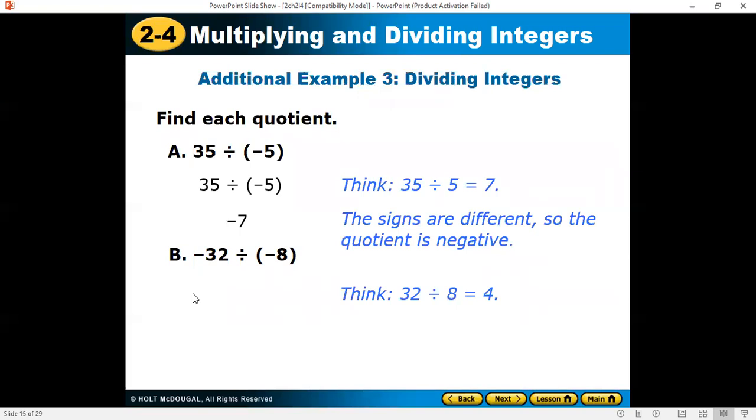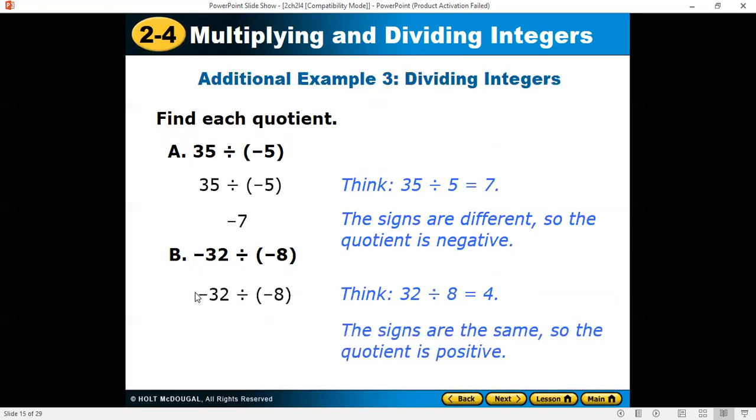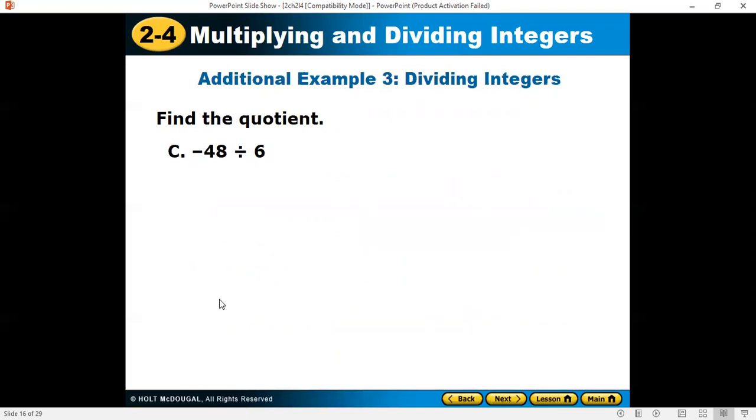So what about this one now? The answer will be equal 4. The signs are the same, so the quotient is positive, which means the answer will be positive. Negative 48 divided by 6, in the same way we studied before: 48 divided by 6 equals 8. Then, since one of them is negative, the answer will be the opposite of 8, which will be negative 8.